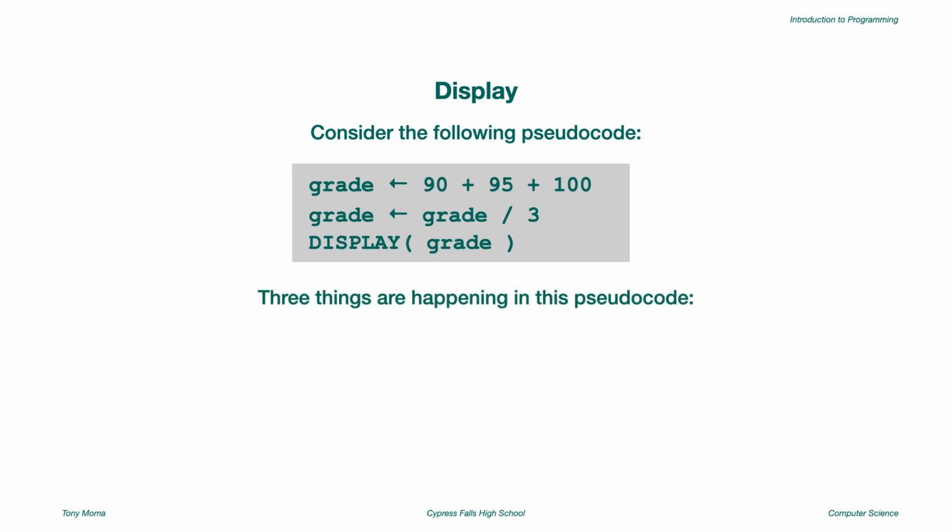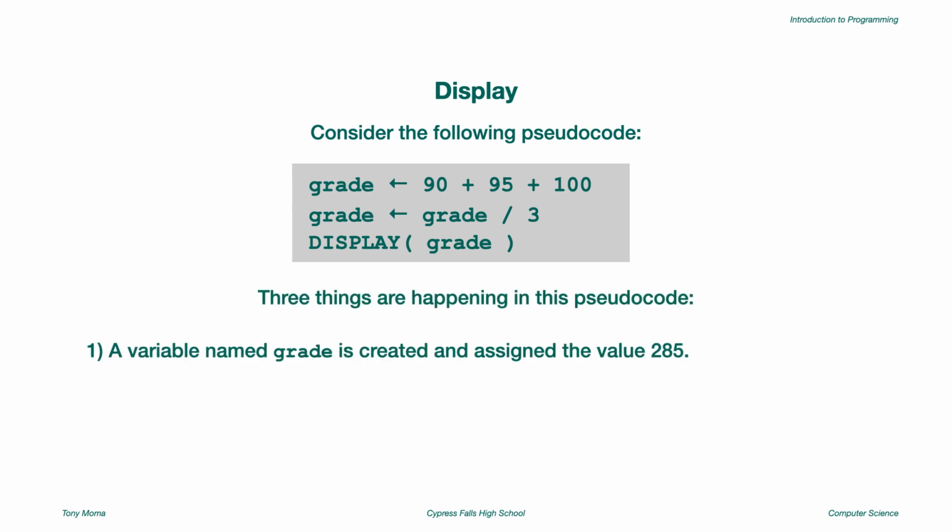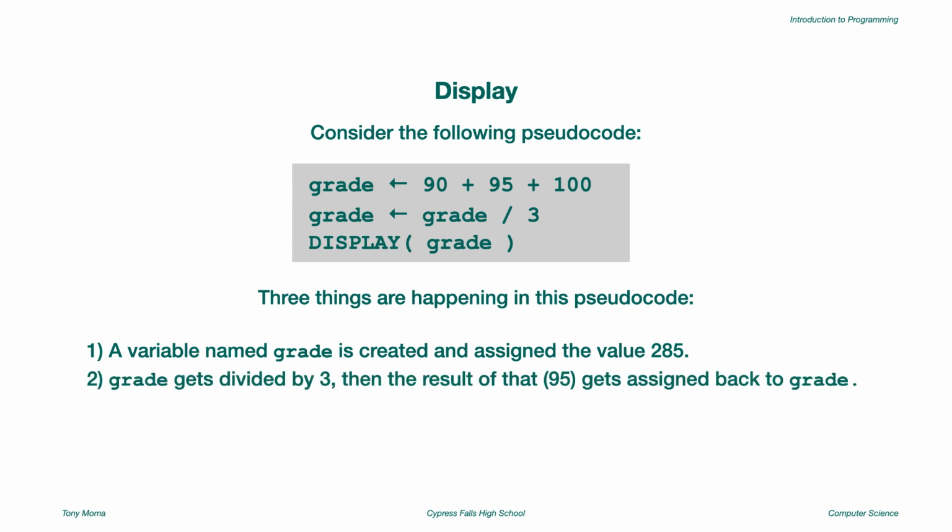Now consider these 3 lines of pseudocode. 3 things are happening here. First, a variable named grade is created and assigned the value 285, which is the result of adding 90, 95, and 100. Then, grade gets divided by 3. Then the result of that, which is 95, gets assigned back to grade. Then lastly, 95, which is the value stored inside grade at the time we reach this line of code, gets displayed to the screen.